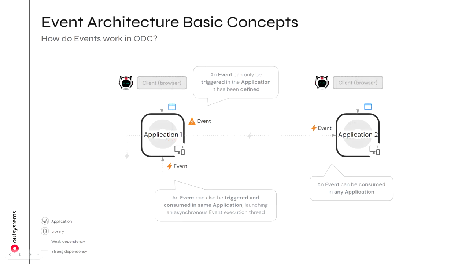Let's drill down on these concepts a little bit more. Here you can see the flow of a single message that is triggered by an event in application 1. As you can see in the image, an event can only be triggered by the application in which it has been defined, but that message can be consumed within the same application as well as within other applications that have subscribed to consume the event. By defining this type of event message flow within a single application, you can create an asynchronous event execution thread that provides loosely coupled communications within the application, providing developers with flexibility in their designs.